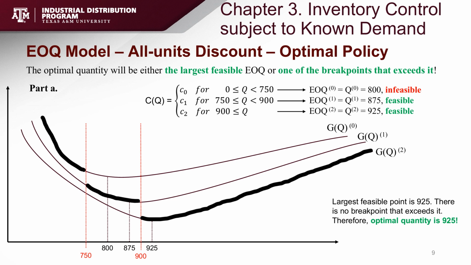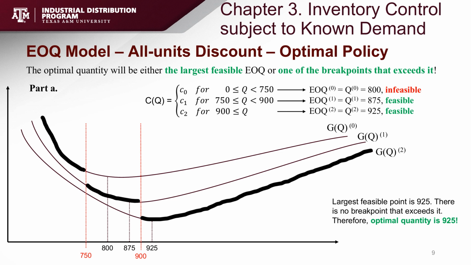Now the feasibility check marked right on the slide. Q0 is 800, flagged red, infeasible because the C0 price dies at 750. Q1 at 875 is green, feasible, and Q2 at 925 is green as well. The largest feasible EOQ is 925.